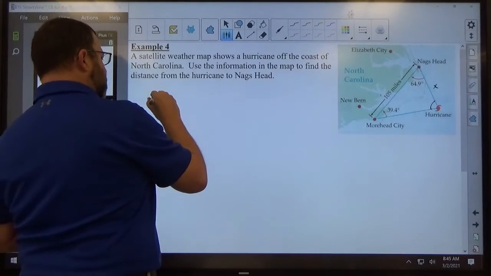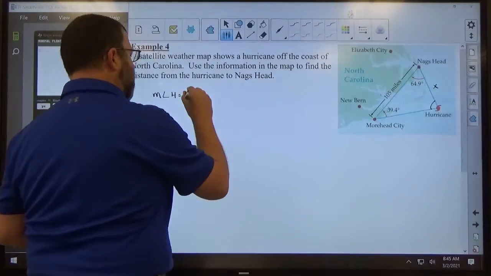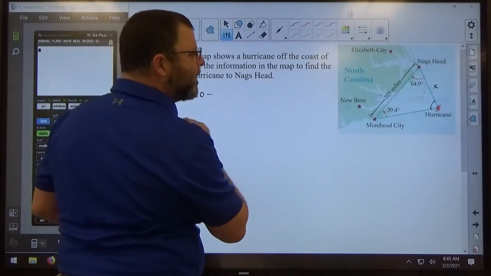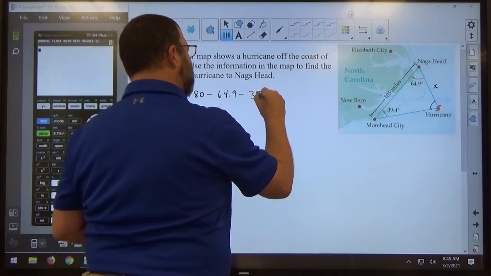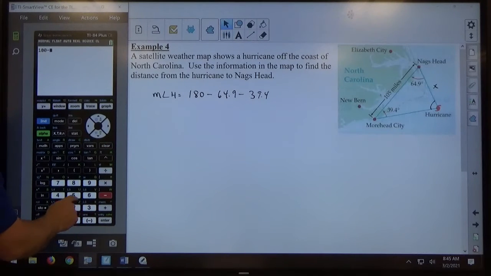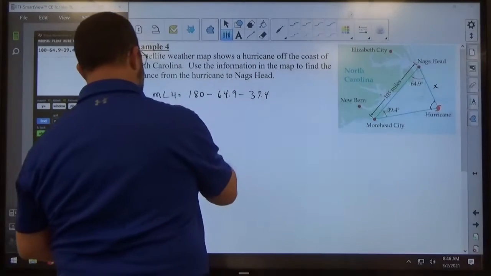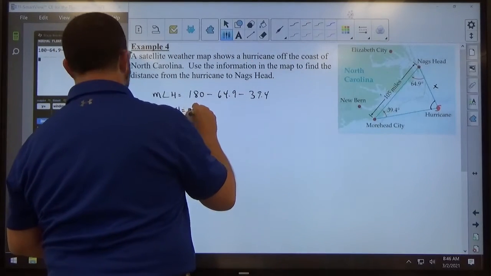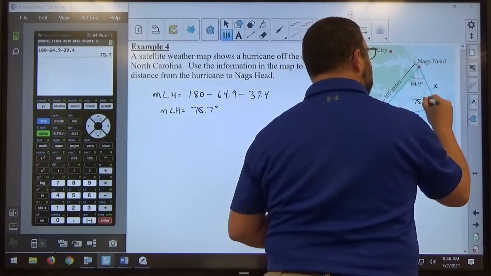So the measure of angle H, calling H for hurricane, is 180 minus 64.9 minus 39.4. Decimals here, I'd probably throw in the calculator. 180 minus 64.9 minus 39.4. So the angle at the hurricane is 75.7 degrees. So 75.7 degrees goes here.